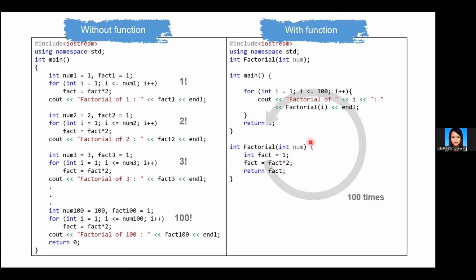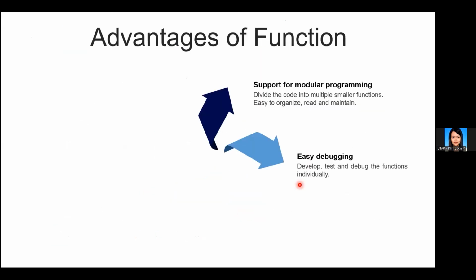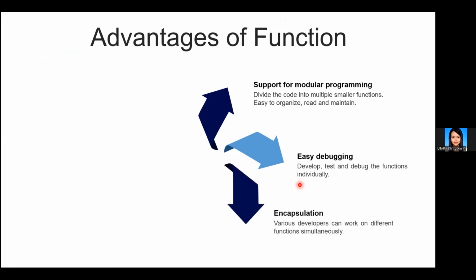If you look at the program with the function here, that's one place. But if you look at the program without function, are you going to make the modification at 100 places? This is not efficient, right? So this is why the function helps us to do the testing and debugging of the function individually. We can just do the modification at one place. And then the third advantage is encapsulation, because different programmers like us can work on different functions simultaneously. So this can produce efficient work.